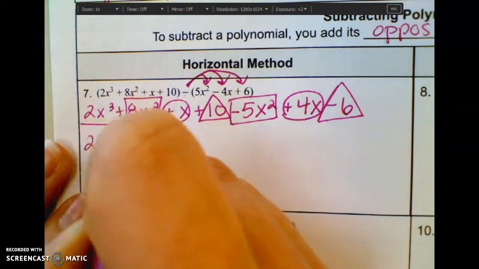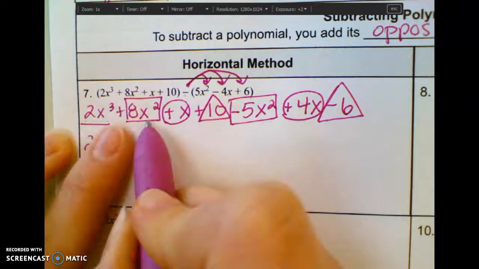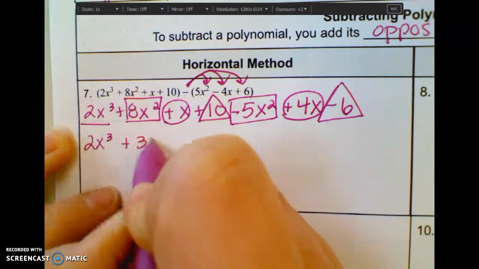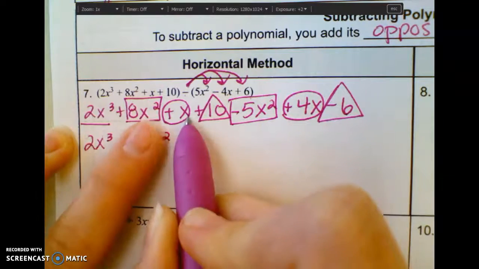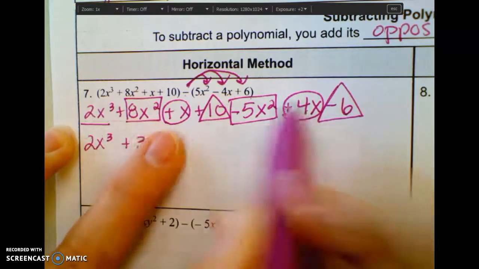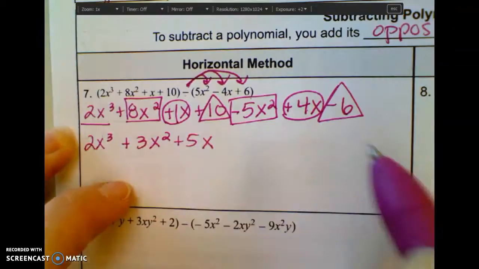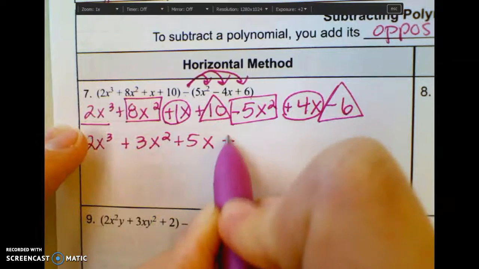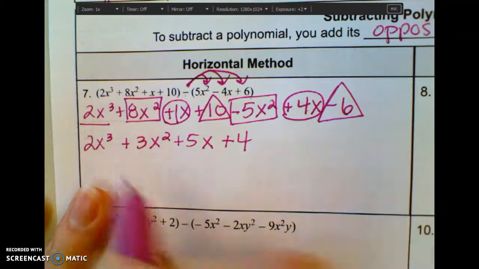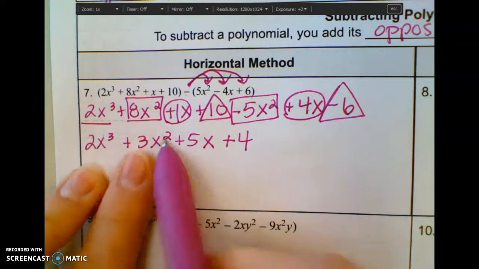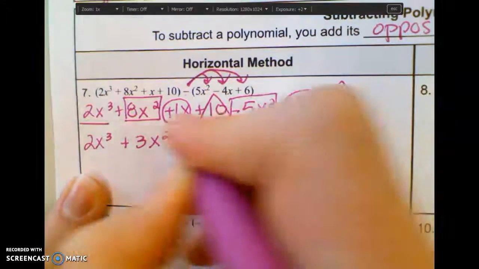Well, 2x squared, nothing to do with that one. 8x squared minus 5x squared, 8 minus 5 gives me positive 3. Positive x plus 4x, we know that's a positive 1x, so 1 plus 4 gives me 5. And then 10 minus 6 gives me 4. Well, this one actually happens to already be in standard form. X cubed, x squared, x, and the constant. So we're good.